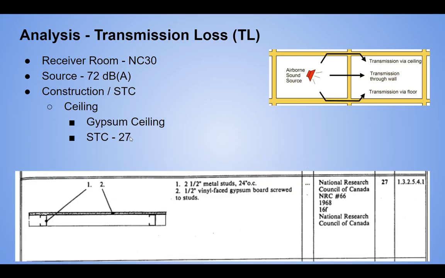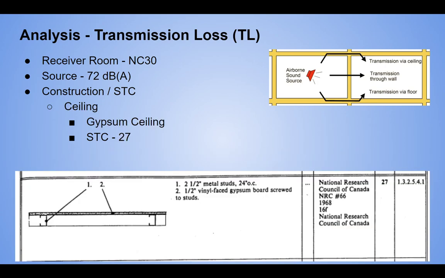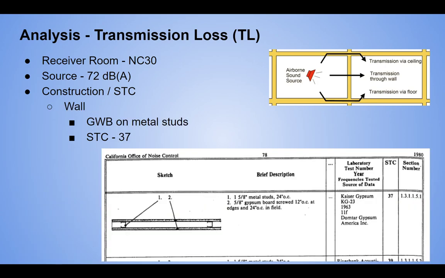Likewise, two ceilings at 54, or 53 for the floor slab, 54 for the two ceilings, 27 on each side, well above the 42 that we need. So as you're probably guessing by now, either the wall is 54 and we're done with this analysis, or the wall is going to be the issue.